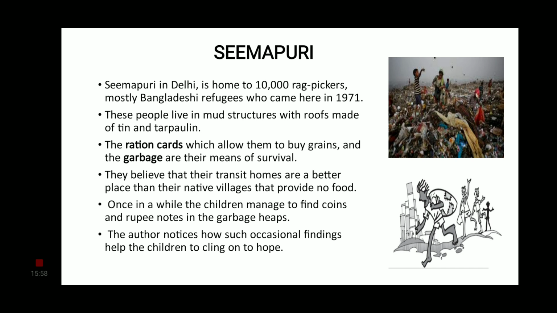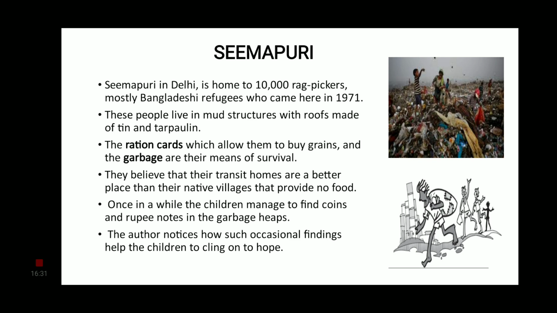They believe that their transit homes are a better place than their native villages. Transit homes are temporary homes. This Seemapuri is not their permanent house, this is their temporary house, but it is better than their native villages, meaning Bangladesh, their own village, because those villages provided no food. They were dying there of hunger. That's why they came and settled here. They are happy here because they don't have to sleep with an aching stomach. Their bellies are full.